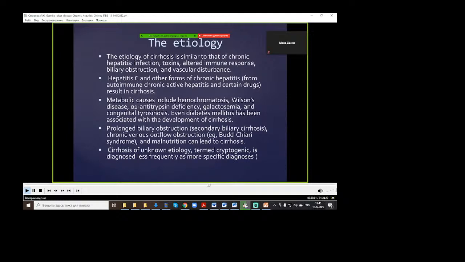Prolonged biliary obstruction causes so-called secondary biliary cirrhosis. Chronic venous outflow obstruction, for example Budd-Chiari syndrome, and malnutrition can lead to cirrhosis. Sometimes cirrhosis may be of unknown etiology. It is termed cryptogenic.